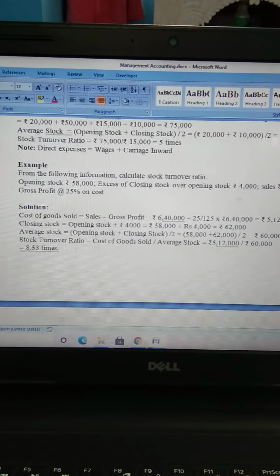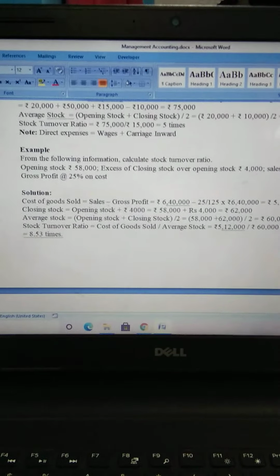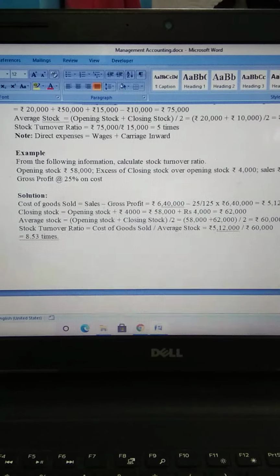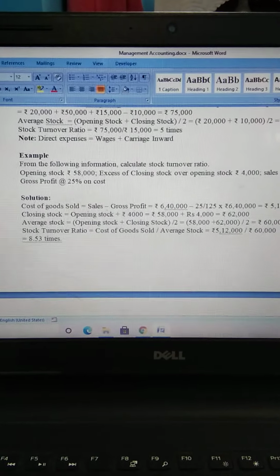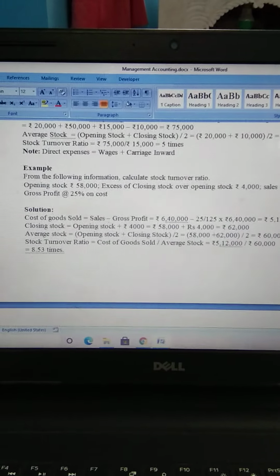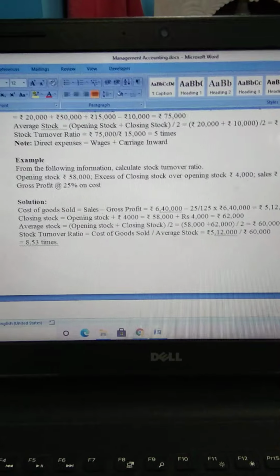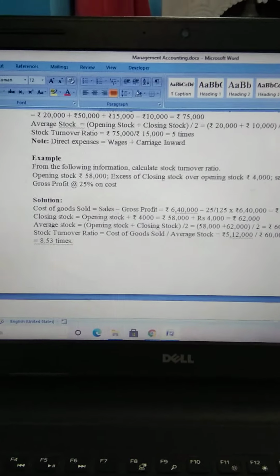We know that cost plus profit equals sales. 25% on cost means the cost is 100. If you put it into the formula, 100 plus 25 equals 125. That means sales is 125. That's why 25 by 125. Again, listen carefully. 25% on cost means the cost is 100.